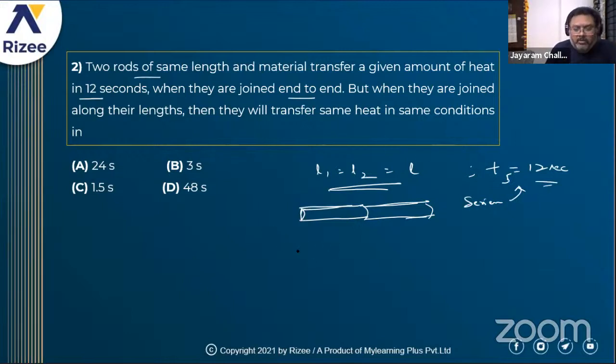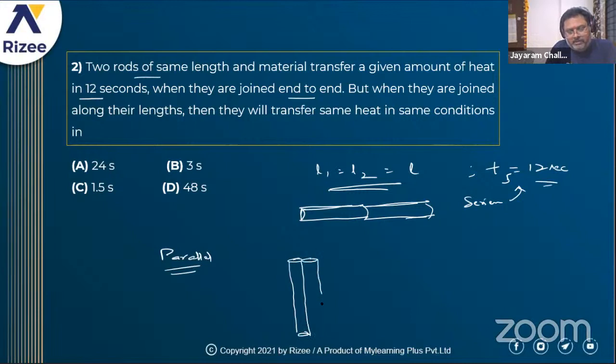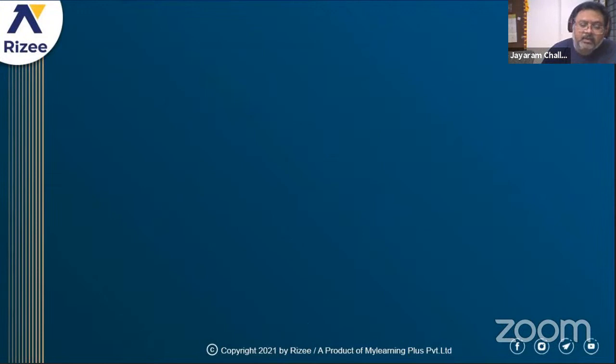But when they are joined along their length, that means in parallel. So in the parallel condition, this is your first rod and this is your second rod, placed side by side. Since their length is the same, he is going to ask what the time of heat transfer is in the same conditions. All of them are the same conditions. He is asking, in parallel, how much time it will take to transfer the same amount of heat.